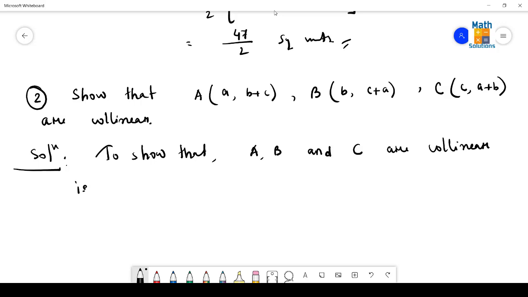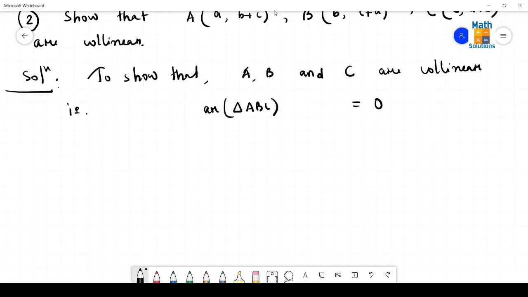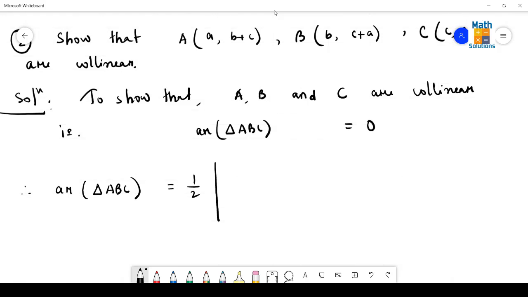that is, in other words, we need to show that area of triangle ABC should actually be equal to 0. So let us try to find out what is area of triangle ABC. Therefore, area of triangle ABC, the formula can be written like this. X coordinate should be placed along the first column a, b, c. Then after here in this case b plus c, then after c plus a, then after a plus b, then after 1, 1, 1.